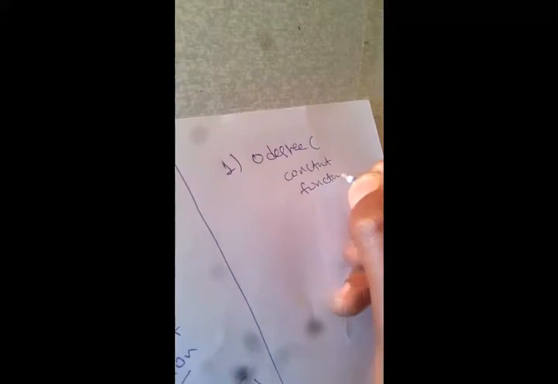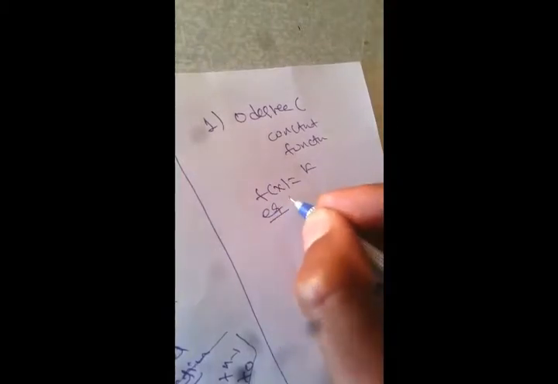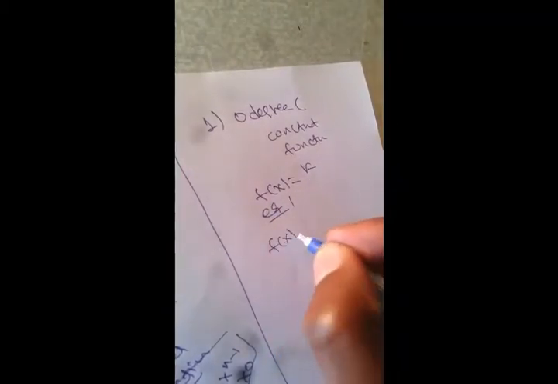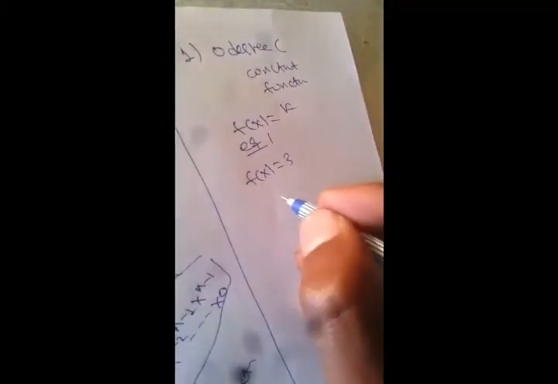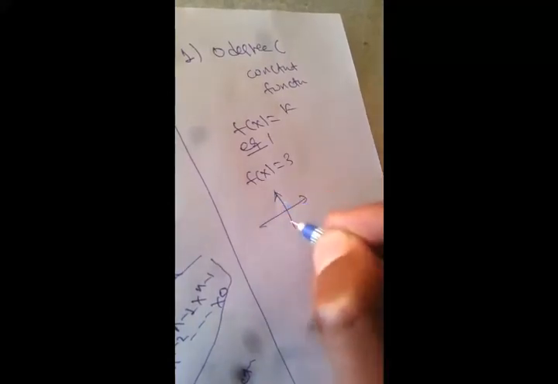So the first example we are going to discuss is the first type of polynomial function, what we call the zero degree or constant function. It has a general formula of f of x is equal to k. Example, f of x is equal to 3. When you graph this in the xy coordinate, it will look like this.